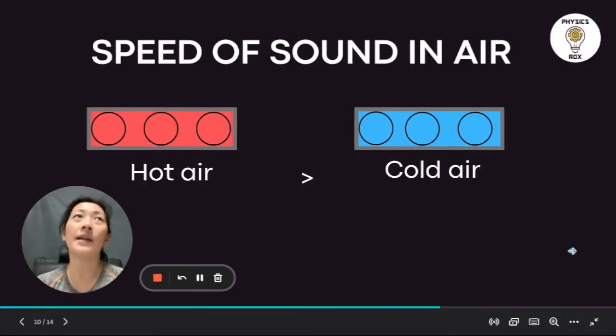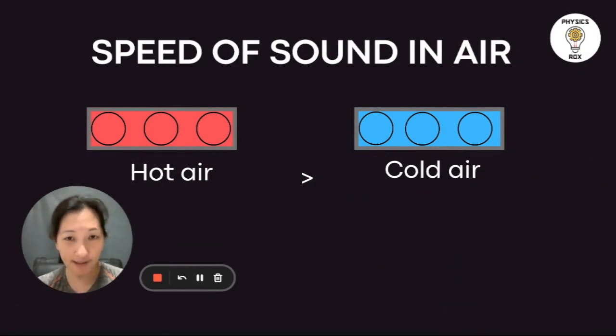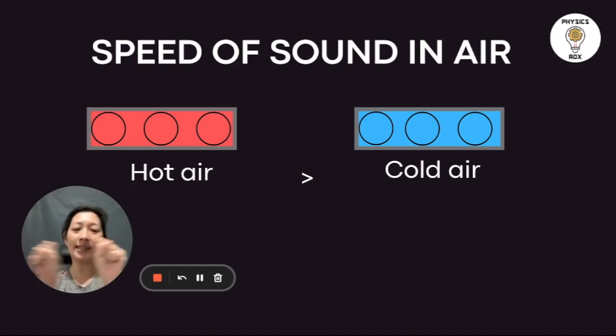Also, if the temperature of air changes, that can also change the speed of sound. In hot air, the speed of sound is much higher than in cold air. Unfortunately, I haven't found a way to make the particles move about yet, but here's the reason why the speed of sound is faster in hot air. Think about it. Hot air, cold air, which particles are going to have more kinetic energy? Hot air, right? Because it's moving a lot faster, it transfers energy a lot faster. Cold air is a bit slower. So that's why the speed of sound in hot air is a lot faster compared to cold air.